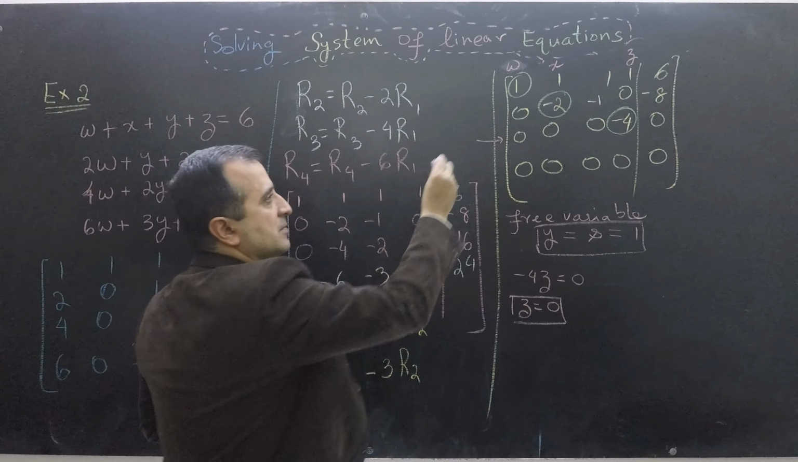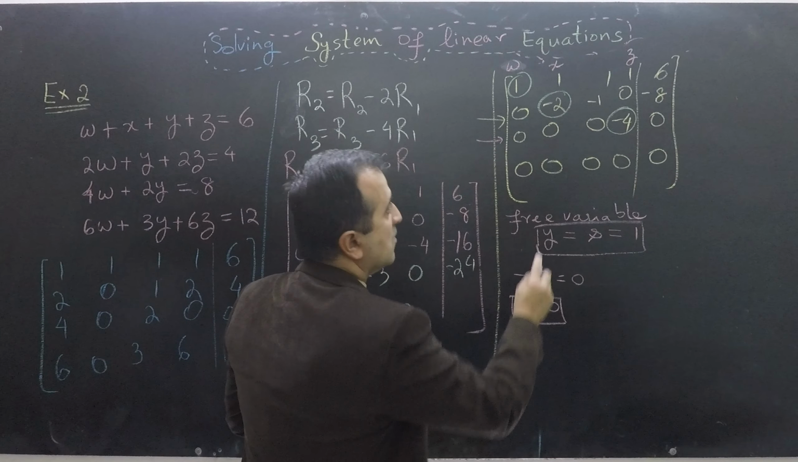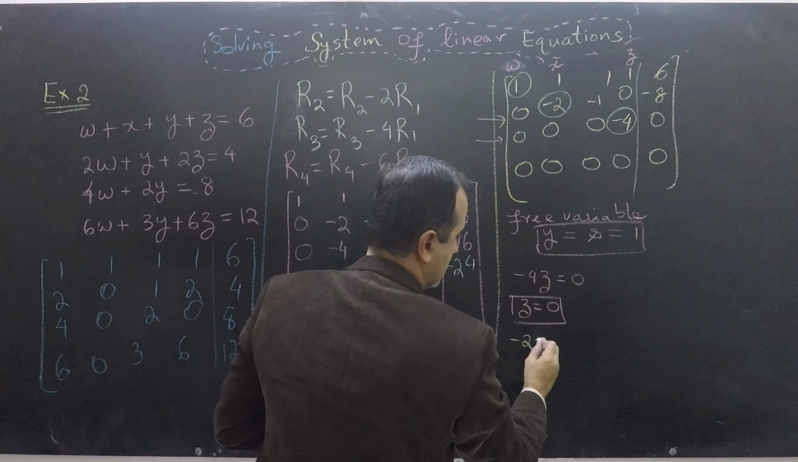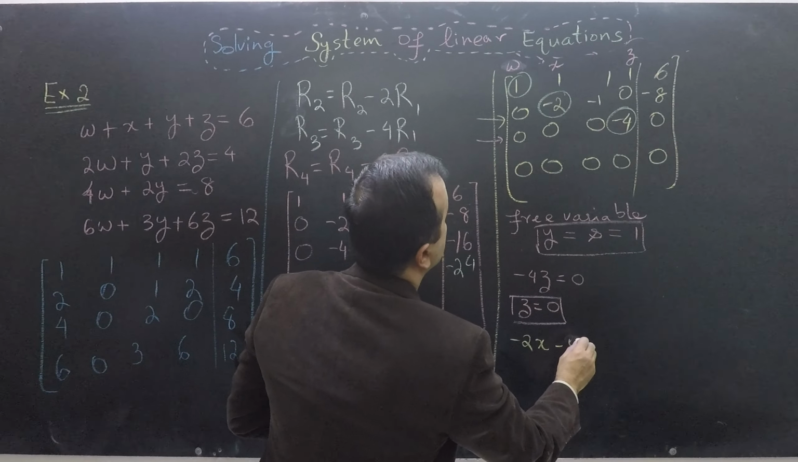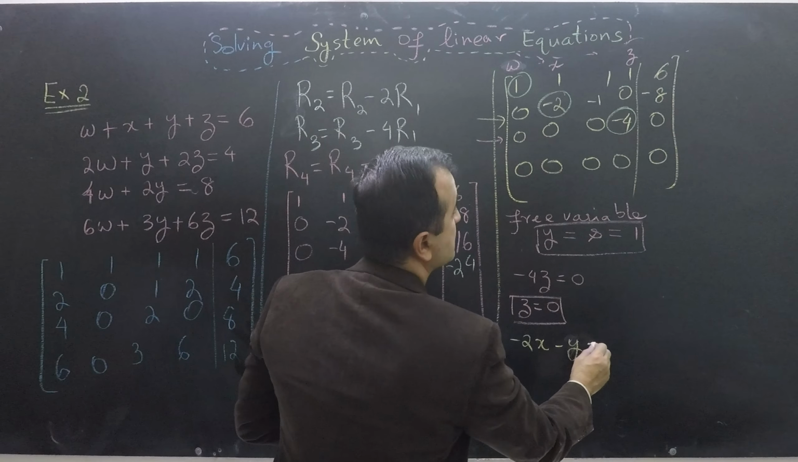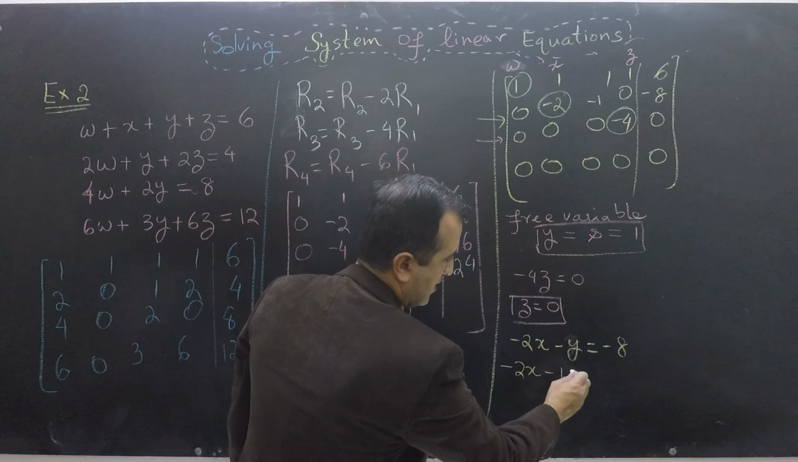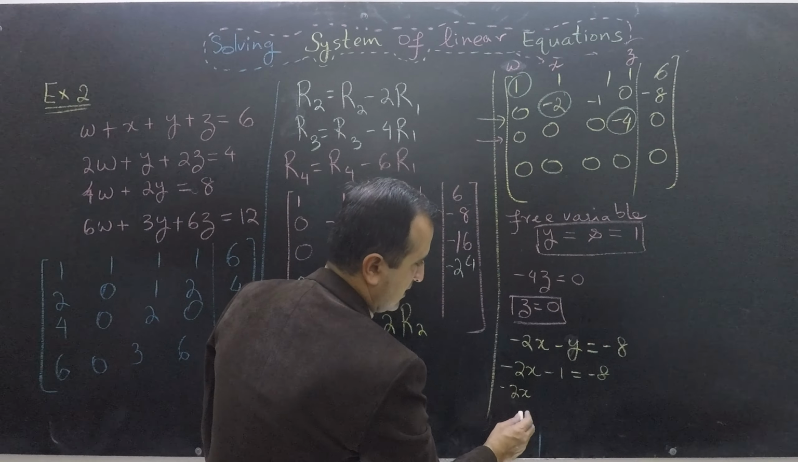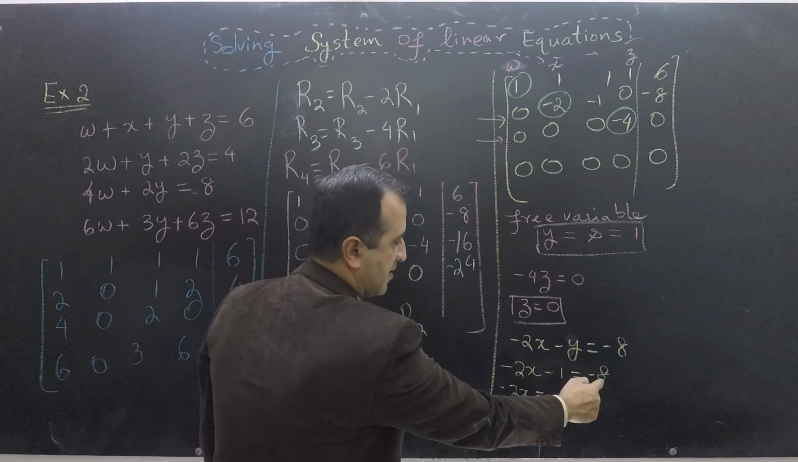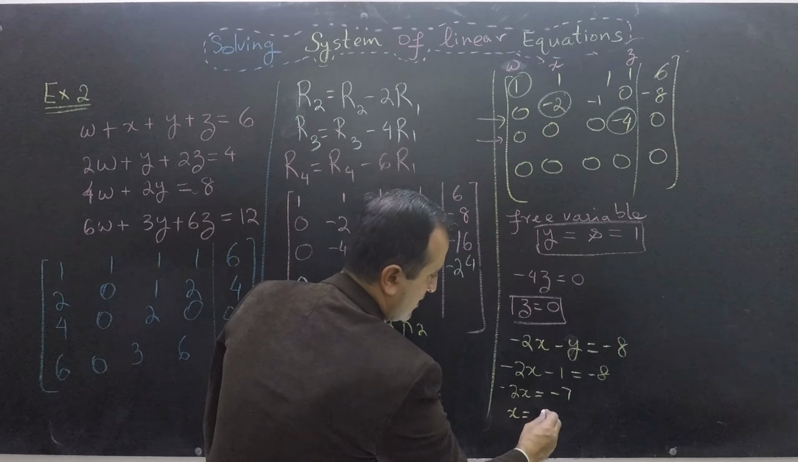So now we start from this row and we say minus 2, what is this? This is x, minus 2x minus 1y, right? Minus 1y is equal to minus 8. And y we have selected to be equal to 1. So we can say minus 2x minus 1 is equal to minus 8. So it's going to be minus 2x equals, 1 will go there, so it will become minus 7. So x is going to equal 7 over 2.